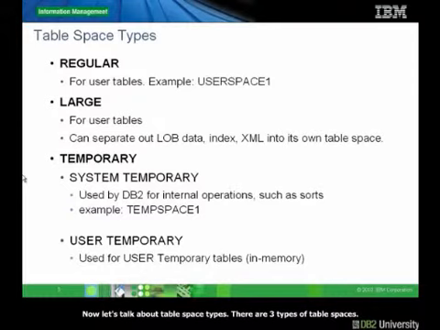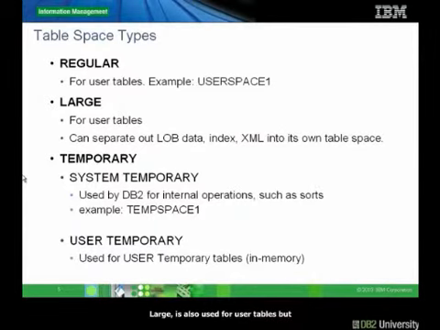Now let's talk about table space types. There are 3 types of table spaces. Regular is for user tables; a typical example is USERSPACE1, which was created by default when you create a new database. Large is also used for user tables, but you can also store large objects and XML. And temporary, as the name says, is going to be used for temporary tables.